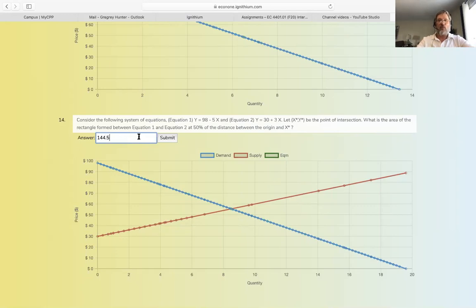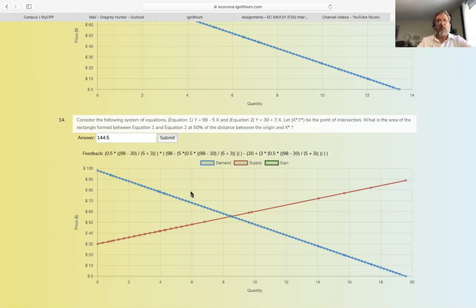144.5. Drum roll, please. And boom. Okay, we get all that stuff. But I could tell you guys, here, so this is 1/2 of our distance. That's our 4.25 there. And here is the difference in the height between the blue line and the red line evaluated at 4.25.